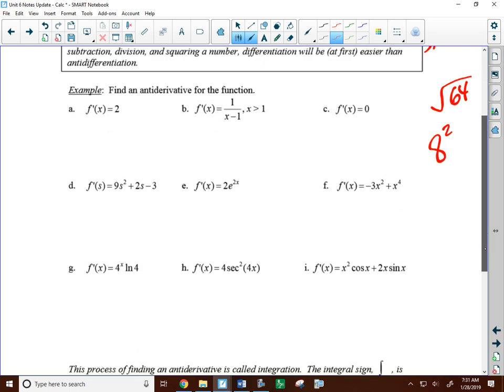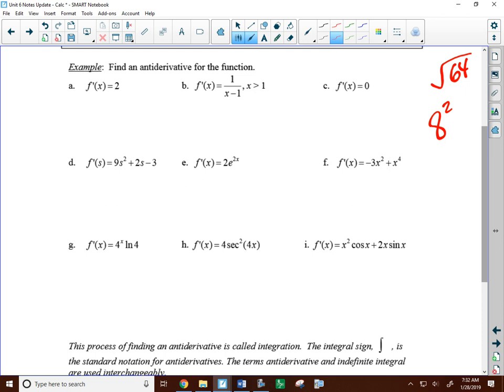So, all right, here we go. Find an antiderivative for these functions. I'm going to try the first one with you, because then I want you to try a few others. We're just going to go through G. Okay, so just through G. So for example, we'll just start with A, and then you try and think of some. Find an antiderivative for the function. So this is f prime being 2. So we want what the original function would be.